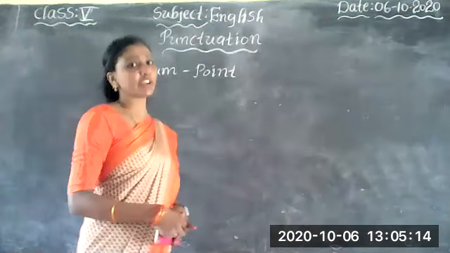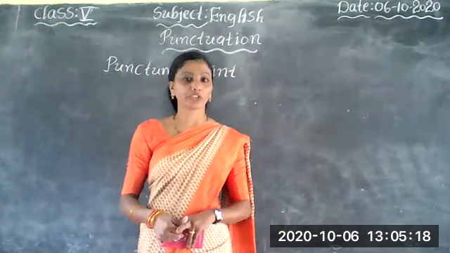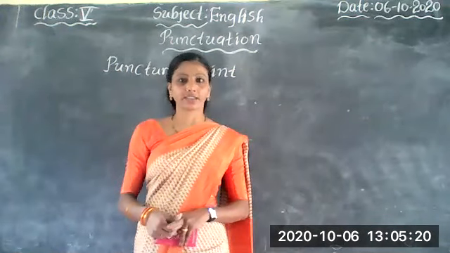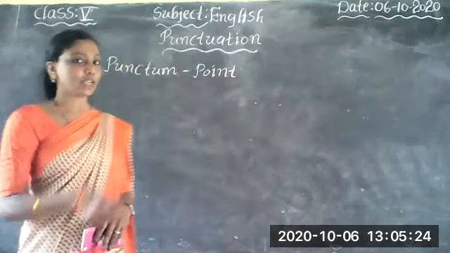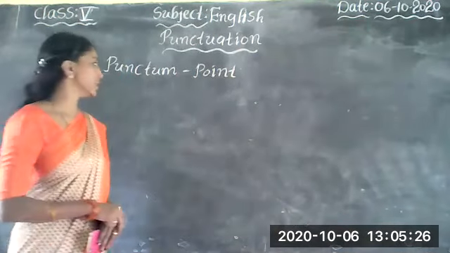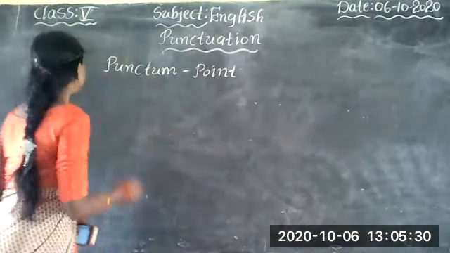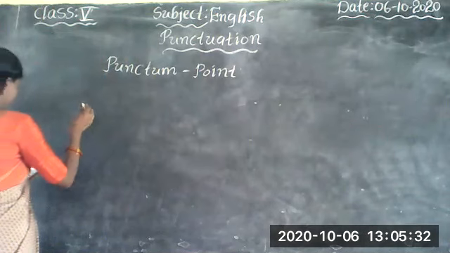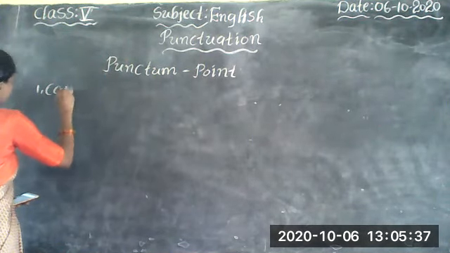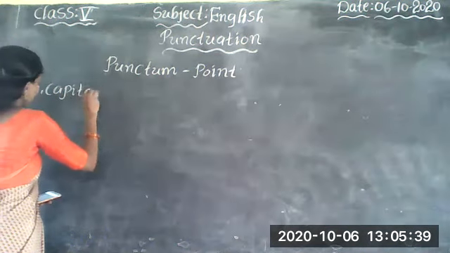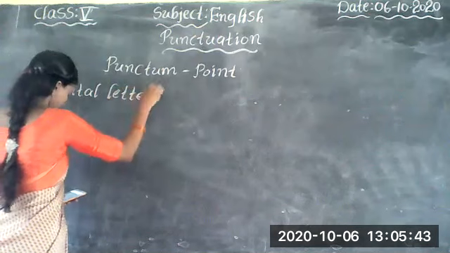The sentences give a different meaning. So, we must follow punctuation marks while writing English sentences. Okay? So today I'm going to explain these punctuation marks. There are so many punctuation marks in English. The first one is capital letters.